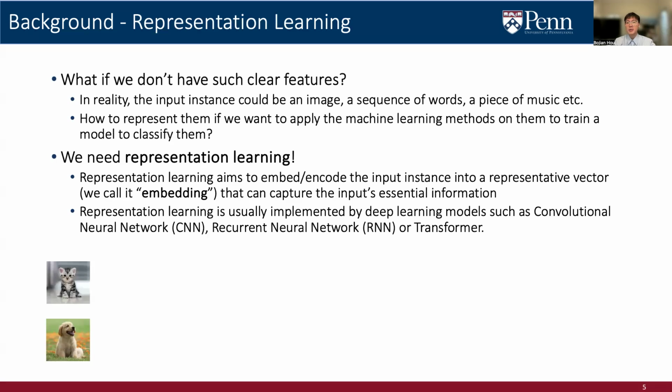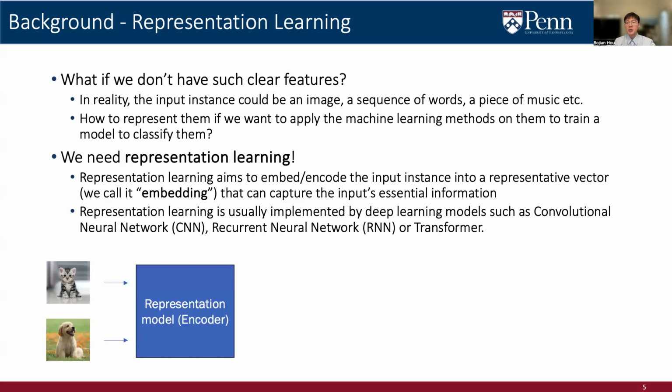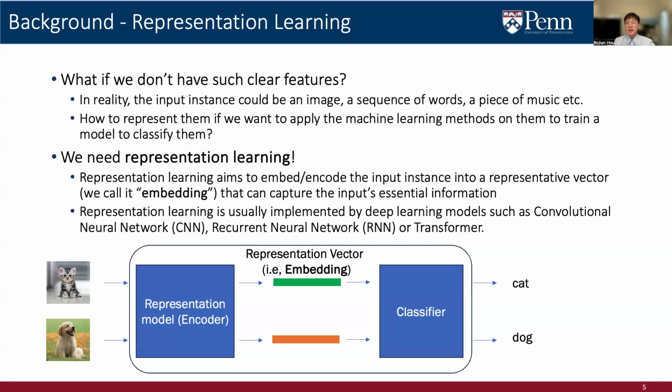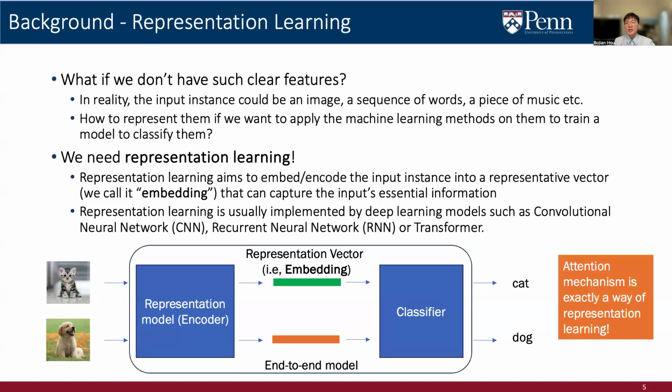Here is a concrete example. Given two images of a dog and a cat, the representation model or encoder will encode the images into representation vectors or embeddings. With good embeddings, a classifier can easily classify them into cat and dog. The representation model and classifier are often merged into one model, which is called an end-to-end model. Attention mechanism in Transformer is exactly a way of representation learning which aims to learn a good representation for each word in the sequence for the purpose of subsequent tasks such as text classification or text generation.